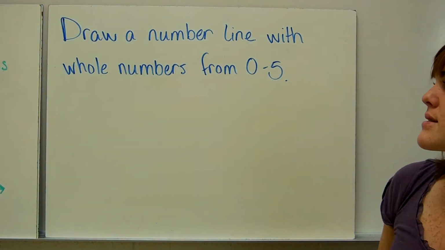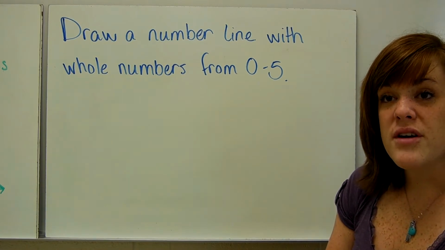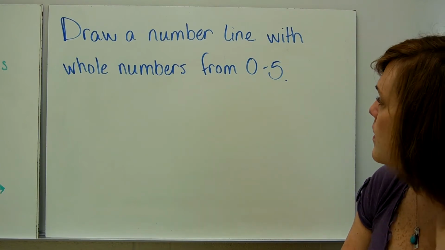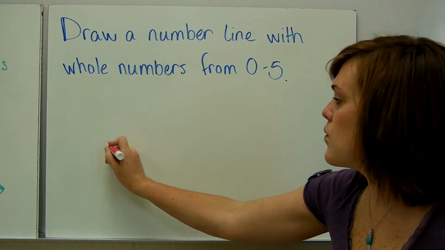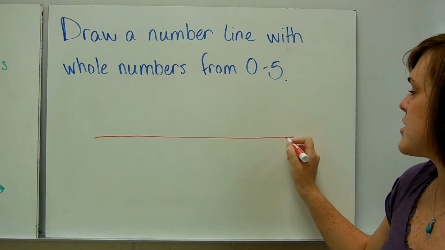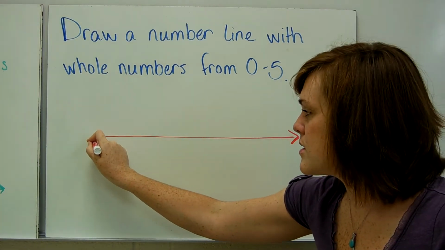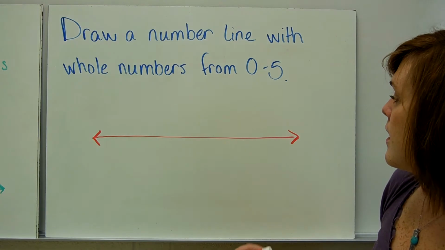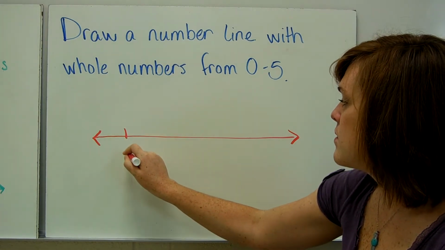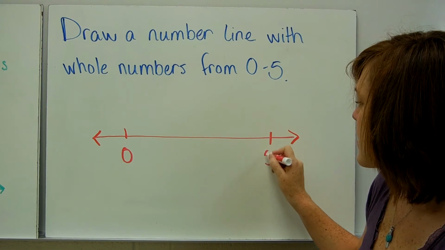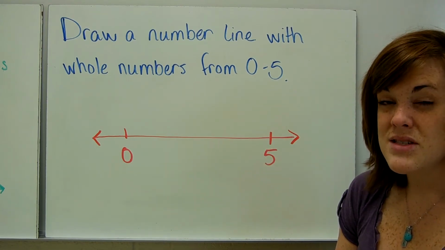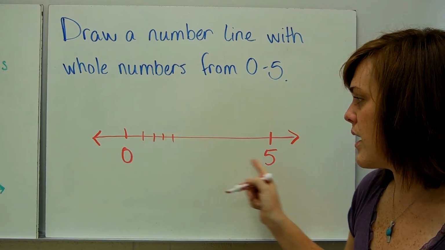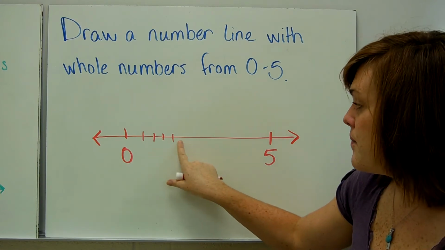Okay, so sometimes you'll be asked to draw a number line with various directions. So we're going to practice one here. It says draw a number line with whole numbers from 0 to 5. So when you draw a number line, you start with a line. If you need a straight edge, get a straight edge. You have to put arrows on both sides because number lines do continue in both directions past what you draw. From 0 to 5. So I'm going to start with 0, end with 5, and I'm going to do the best I can to space out my tick marks evenly. It wouldn't make sense if I did 0, 1, 2, 3, 4, and then 5. That's silly.